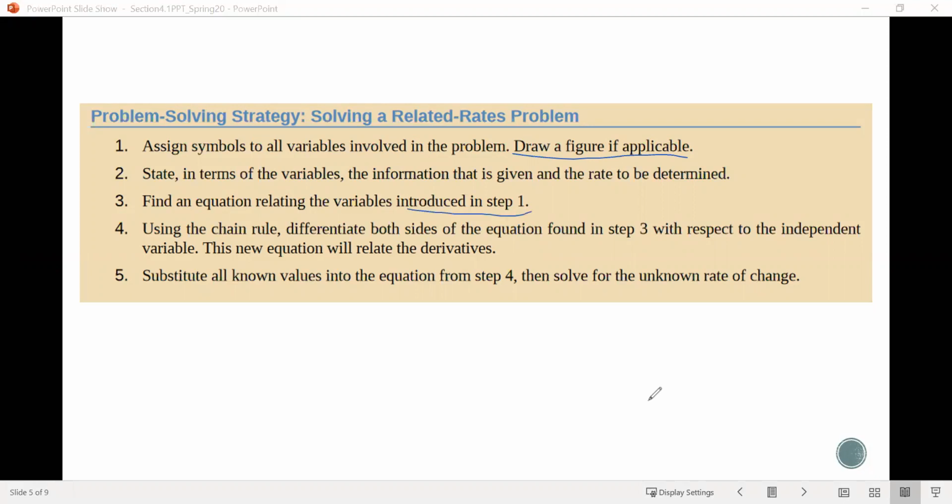Then the third step, find an equation that relates those variables. In the last one, we skipped that second step, but we went to that third step where we had an equation that related volume and radius, so we could use that to solve. And then, using the chain rule, differentiate both sides. I would expand on that and say, using the chain rule and implicit differentiation, differentiate both sides. Then substitute all the known values into your equation and solve for that rate of change you want to know. Okay, so let's look at another example here.